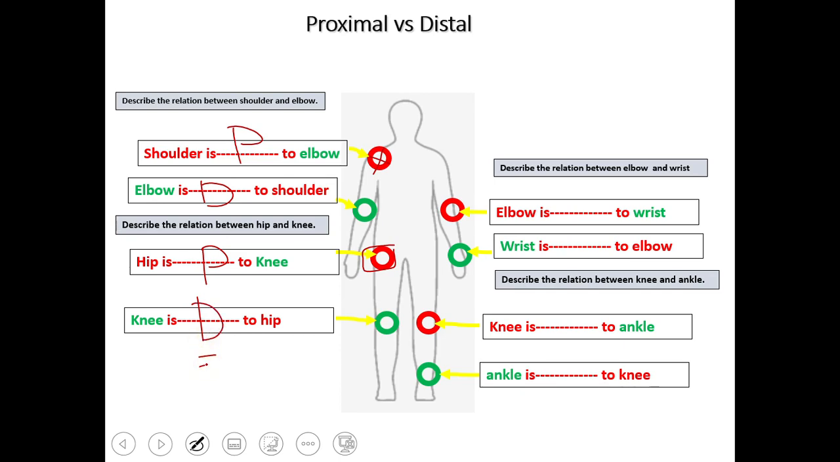How about elbow and wrist joint? The elbow is closer than the wrist to the trunk, so the elbow is proximal to the wrist. You can say also the wrist is distal to the elbow. How about the knee and the ankle? Which one is proximal? Of course, the knee is proximal to the ankle. You can reverse and say the ankle is distal to the knee.